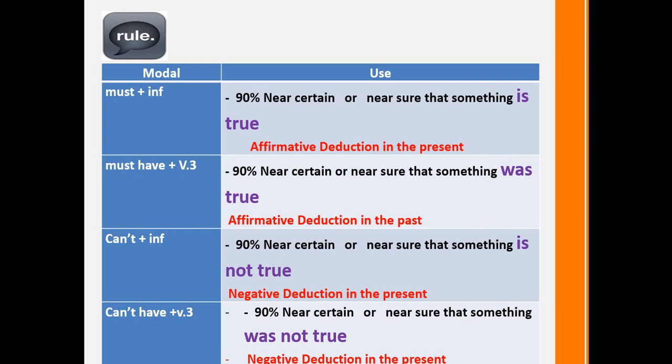The last one, can't have plus verb 3. This is the negative form of must have plus verb 3. When do we use this form? When we are 90% near certain or near sure that something was not true, and we call it negative deduction in the past.